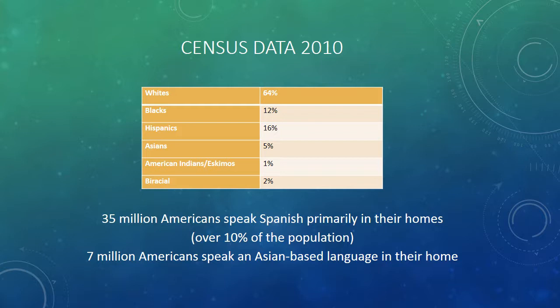35 million Americans speak Spanish primarily in their homes, and that is over 10% of the population, which is why being bilingual in the United States, especially with Spanish, can almost guarantee a job. Almost. 7 million Americans speak an Asian-based language in their home. So that's a pretty significant number as well. So if you are an immigrant who's come from another country and who has mastered English, you've already created a skill set for yourself in terms of being able to translate for others.